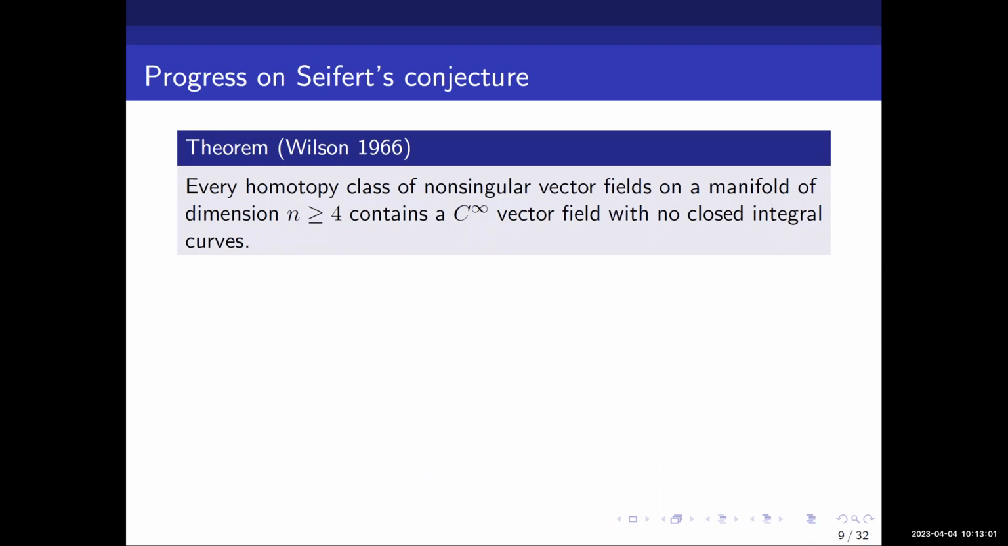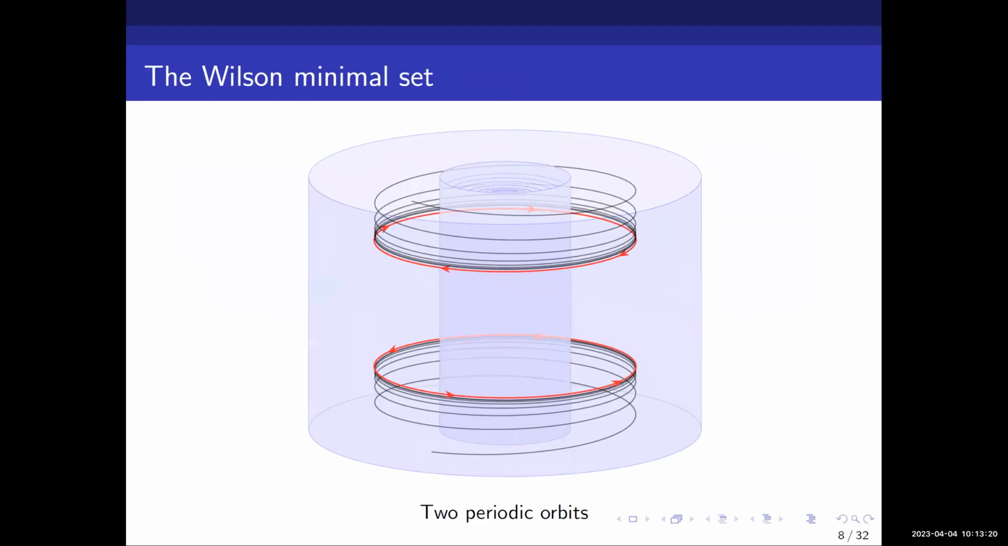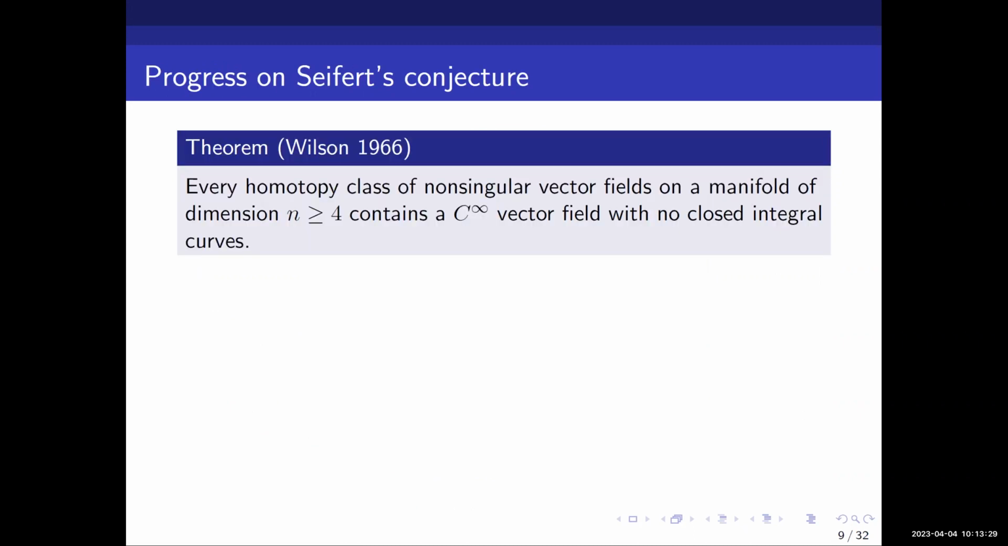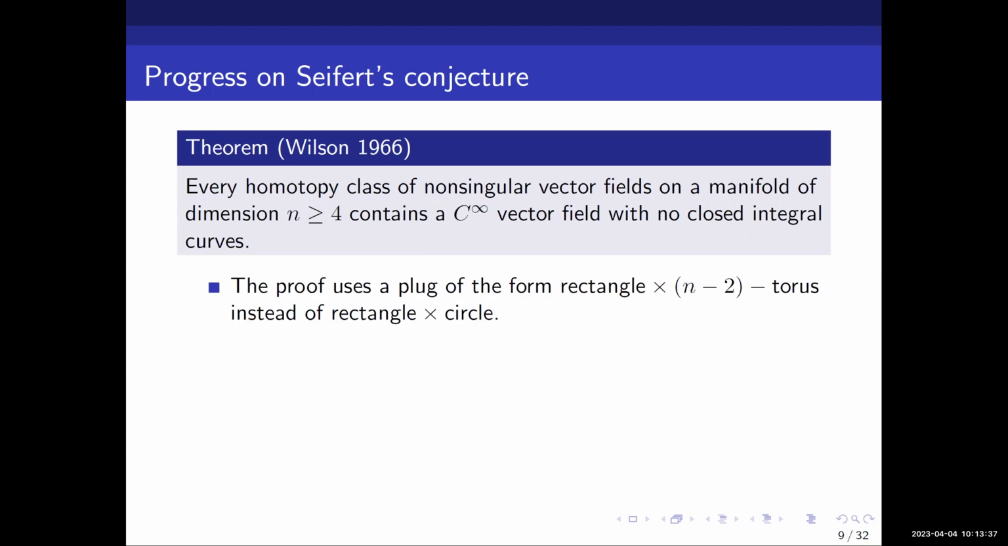So let's go back to Seifert's conjecture. Seifert asked about S3, so he was specifically asking about a 3-manifold. But you can ask the same question about a 4-manifold or a 5-manifold or anything like that. So Wilson's plug is what I wrote here, the product of an annulus, or if you like, a rectangle with a circle. You can generalize this to higher dimensions. So you can have a rectangle times a higher-dimensional torus. And if you do that, then you have more wiggle room to destroy periodic orbits.